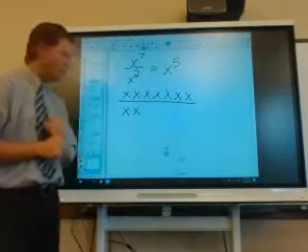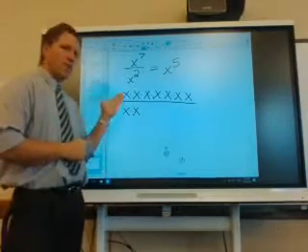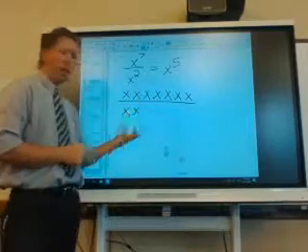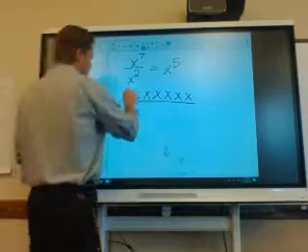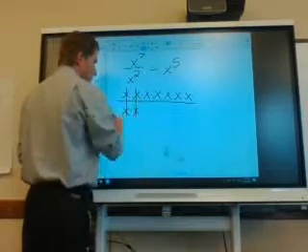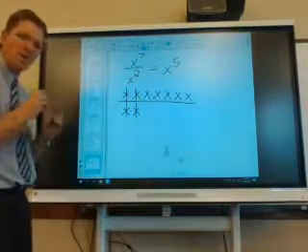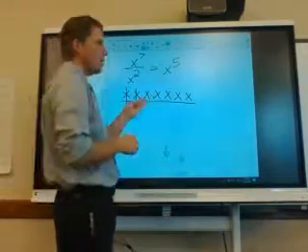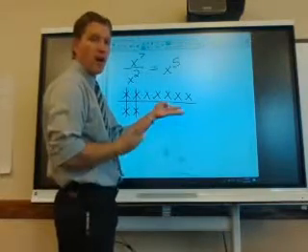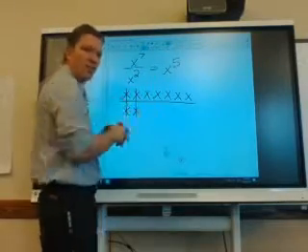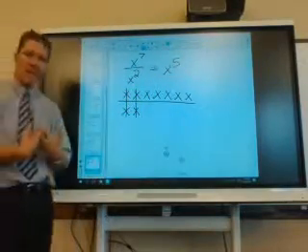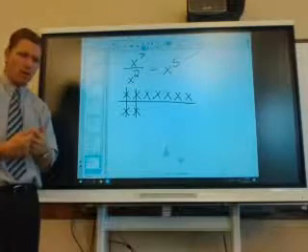So, when I do this, I've got 7 on top, 2 on bottom. Anything over itself is 1. So I can cancel these out. And in the end, what am I left with? I'm left with x to the 5th, or 5 x's being multiplied by each other. Okay? So this expanded form helps so much in understanding how things work out.